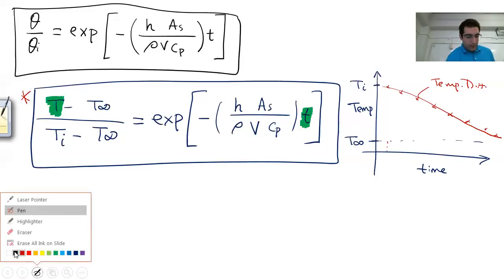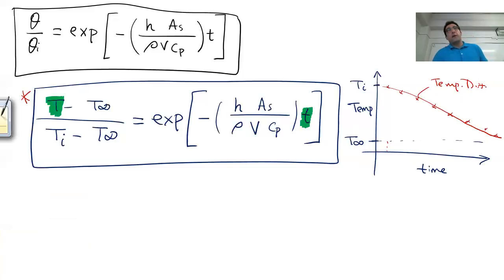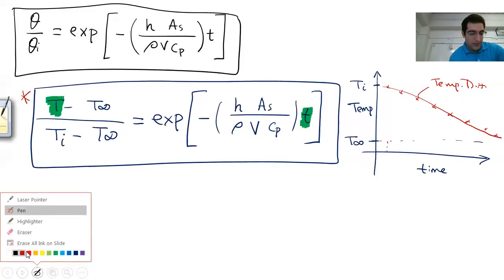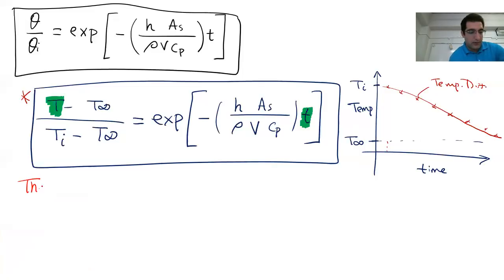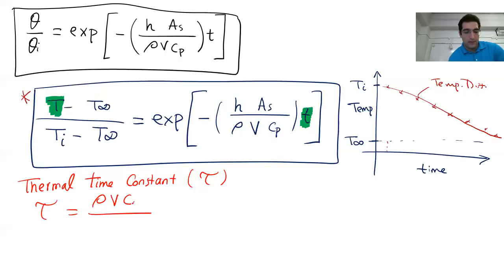Now, let's go one step further and define another new variable, we call it time constant, or thermal time constant. So let's talk about thermal time constant, which we show with tau. So thermal time constant is defined as rho Vc Cp divided by hAs, the reverse of what we have in this equation.